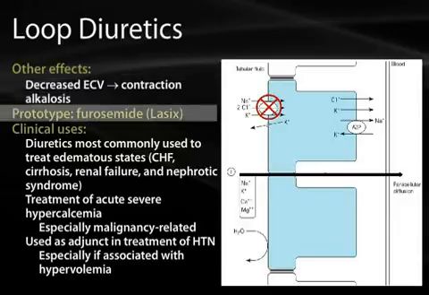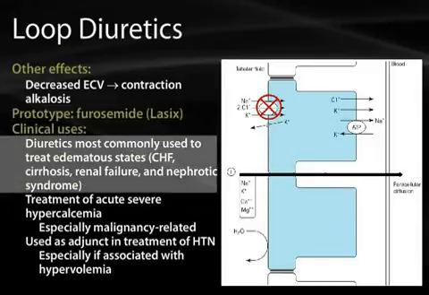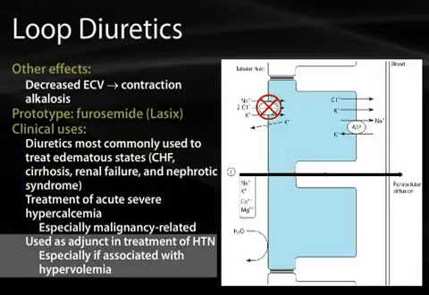The prototype of loop diuretic is furosemide, also known as Lasix. This diuretic is most commonly used to treat any edematous state, heart failure, cirrhosis, nephrotic syndrome, as well as renal failure. It can be also used as an adjunct in treatment of hypertension.